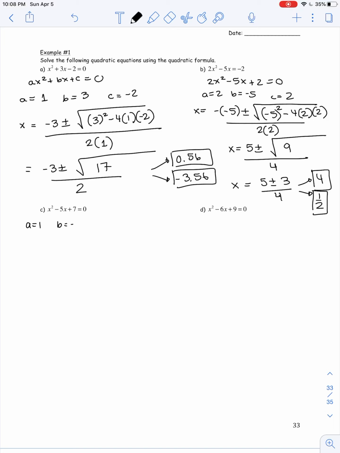Our A is 1, our B is -5, and our C is 7. So we want to go x equals -b plus minus square root of b squared minus 4ac divided all by 2 times a.